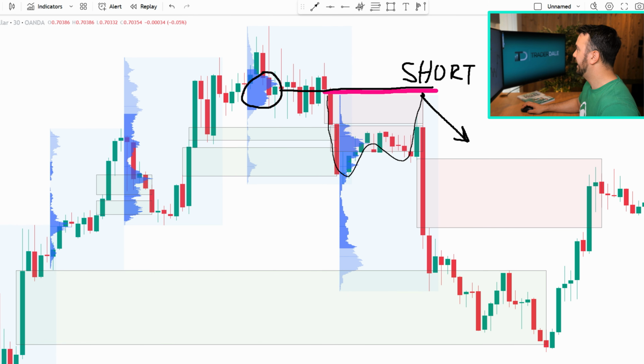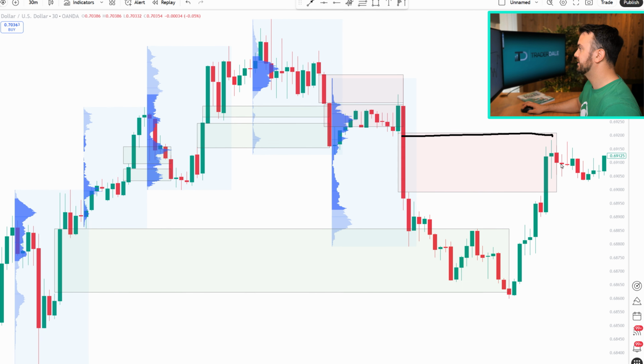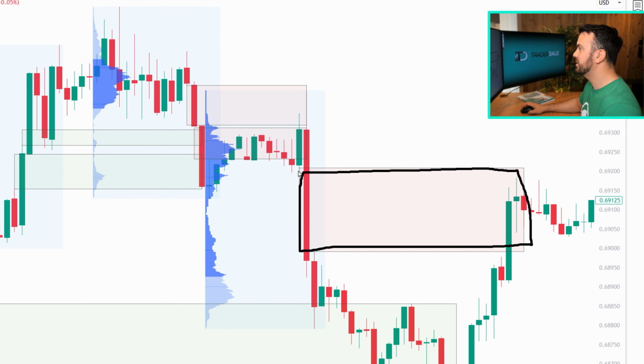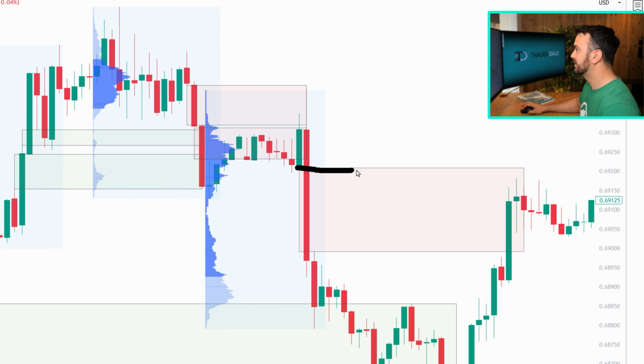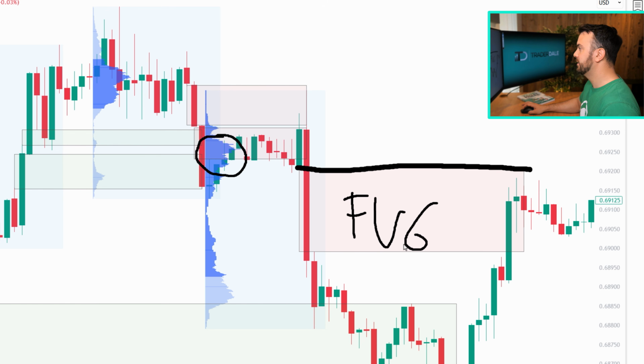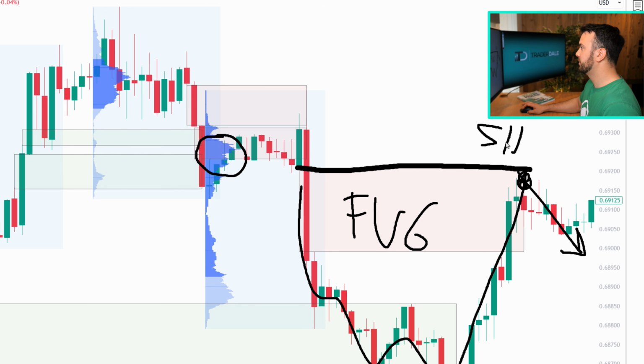Now, let's take a look at the last one. The last one is this fair value gap. It is a bearish fair value gap and it begins in here. We also have a heavy volume zone, which adds strength to that fair value gap. And the way to trade this is to wait for the pullback. When the price reaches this level, go short from there.